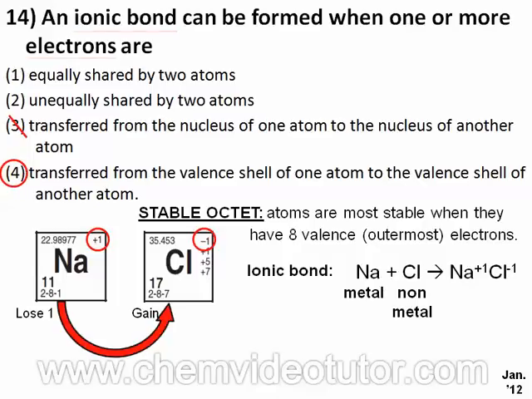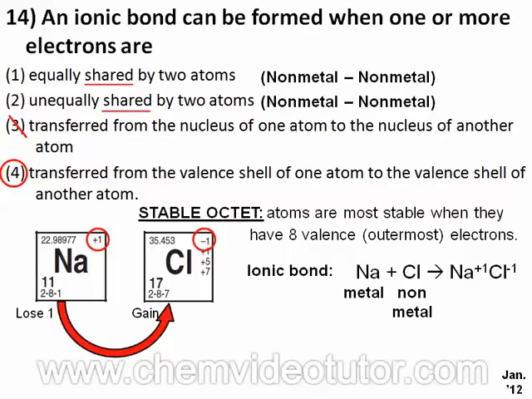Sharing of electrons, as opposed to transferring, implies that both atoms want to gain the electron. This means that both atoms need to be nonmetals since nonmetals tend to gain electrons. Equal sharing means that the nonmetals are most likely the same element, whereas unequal sharing means that the nonmetals are different.